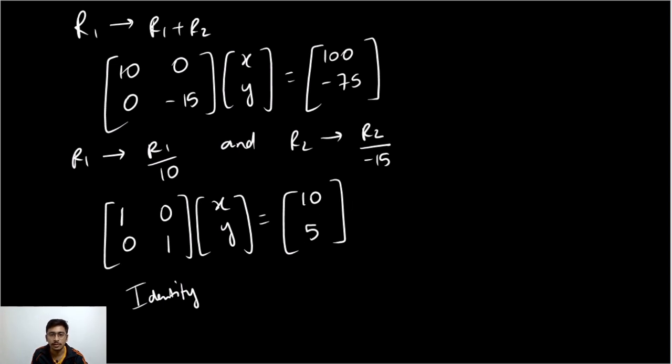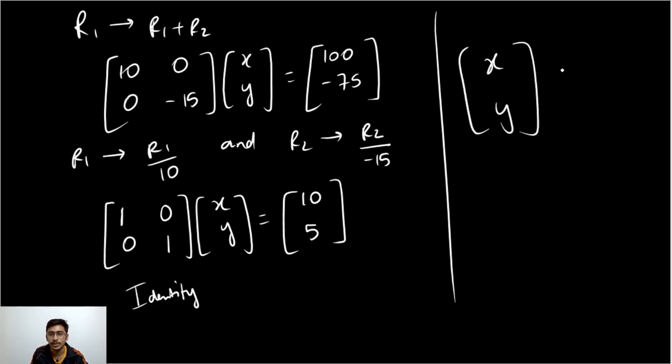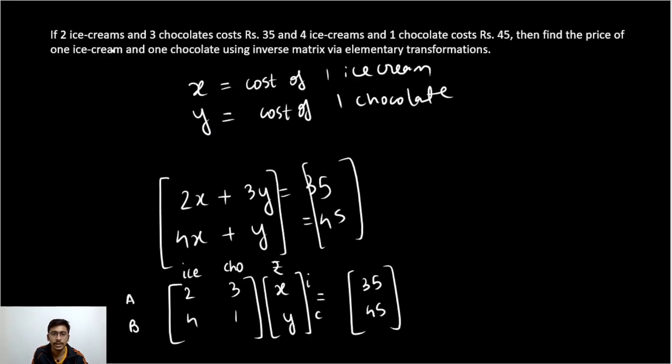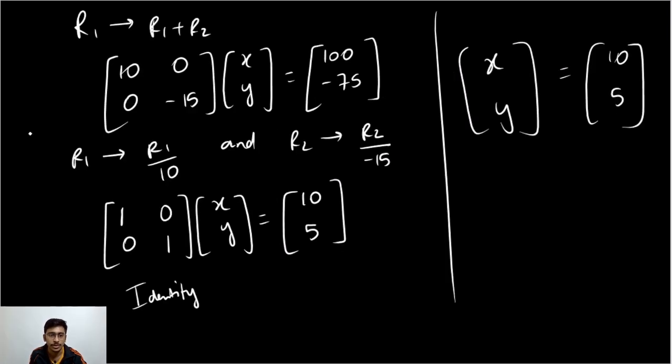So basically what we got is, we found out what the cost of each item is. We found out x and y are the two elements which are equal to 10 and 5. So the cost of one ice cream was rupees 10, and the cost of one chocolate was rupees 5. This is how we found out using elementary transformations.